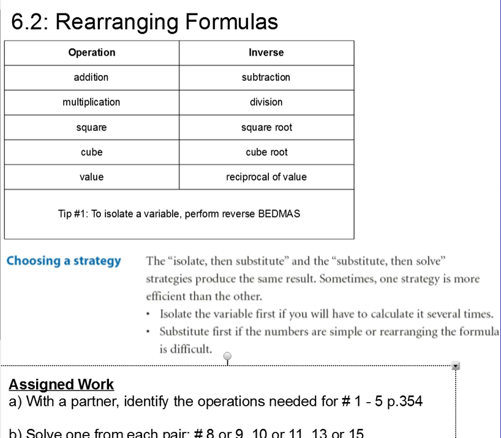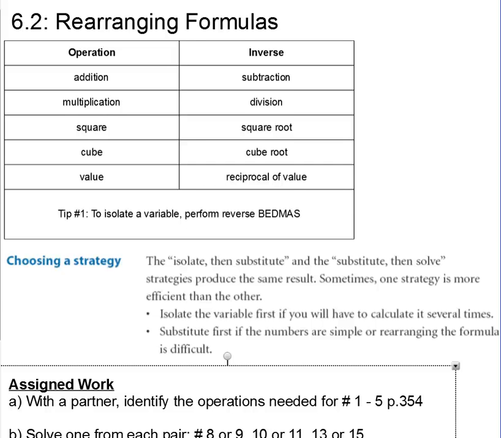And I've also included an operation which is simply the value of a variable and the reciprocal of that as being inverses. And sometimes that's a useful operation to carry out, is to take the reciprocal whenever we're trying to isolate variables. So you have some strategies which are also provided here.